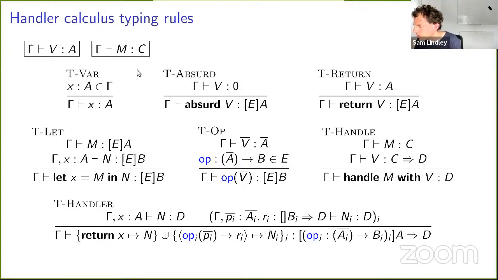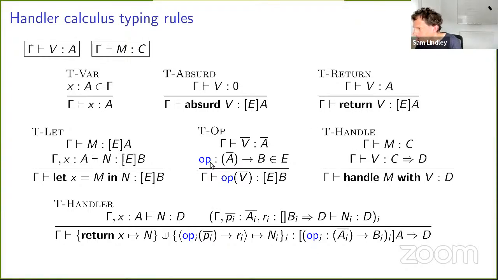And most of these rules are completely standard. So for variables, this is the elimination rule for the empty type. And we have let and return. So return injects a value into a computation and you can have any effect you like there. Let is do in Haskell style, but the effects have to be all the same there. And then the things that are to do with handlers are these ones.